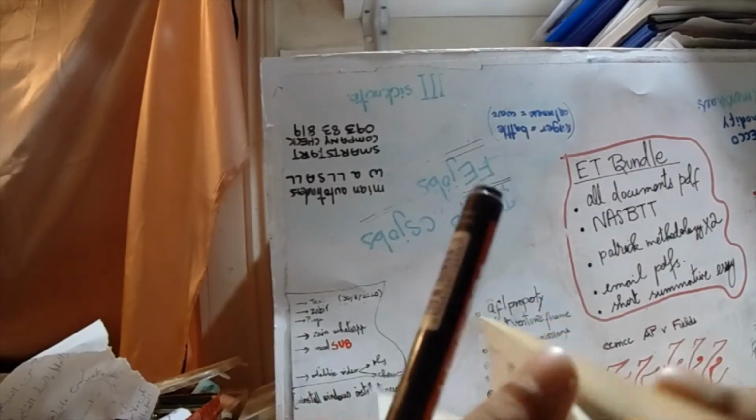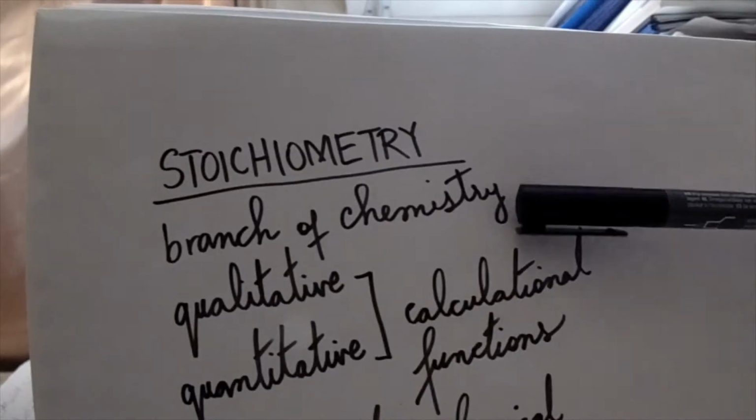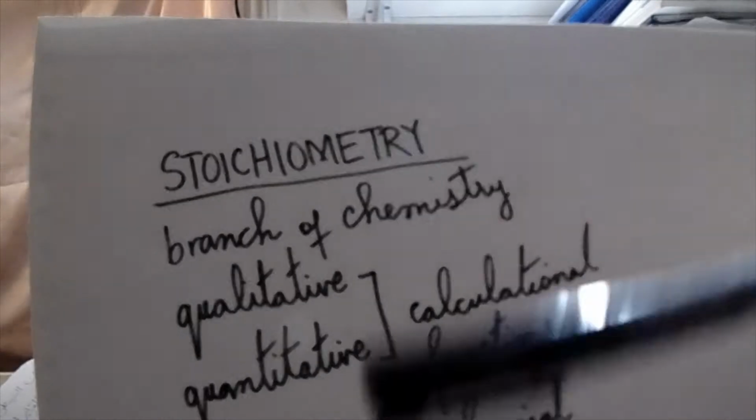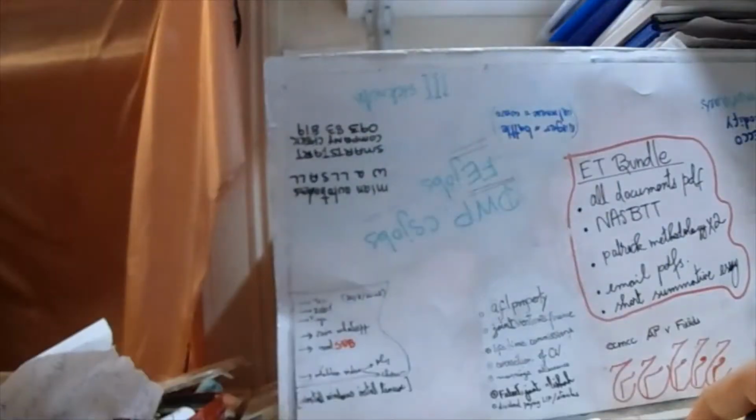So coming back to the topic of stoichiometry, which is a branch of chemistry for qualitative and quantitative calculational functions, and it's the branch of chemistry that's responsible for measuring the chemical phenomena.